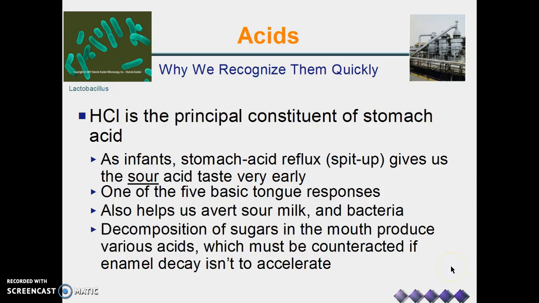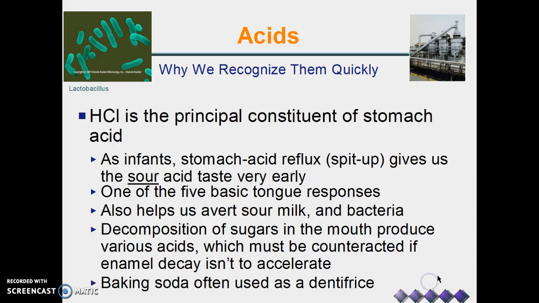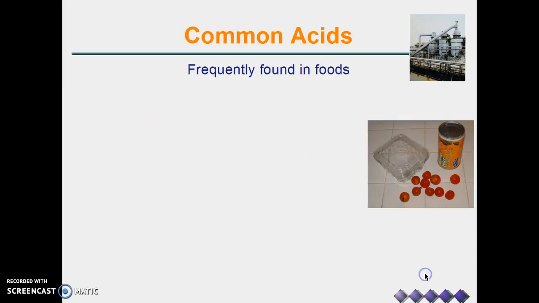The decomposition of sugars in the mouth will produce various acids, and this must be counteracted if enamel decay isn't to accelerate beyond what it normally would do. That's why we brush our teeth. Baking soda is often used as a dentifrice because it neutralizes the acid that the bacteria will produce.